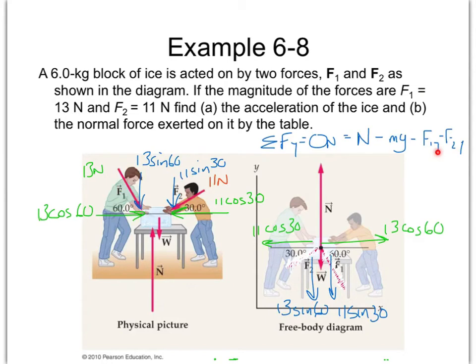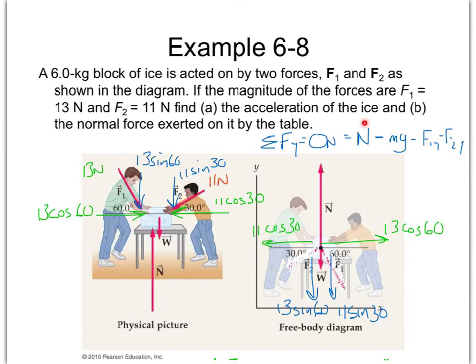Why? Because the ice block is not falling through the table. It's staying where it is in the y direction. So we can solve for the normal force right here because we know the mass and gravity. We were able to calculate the force 1 in the y direction, force 2 in the y direction, and solve for the normal force right there.